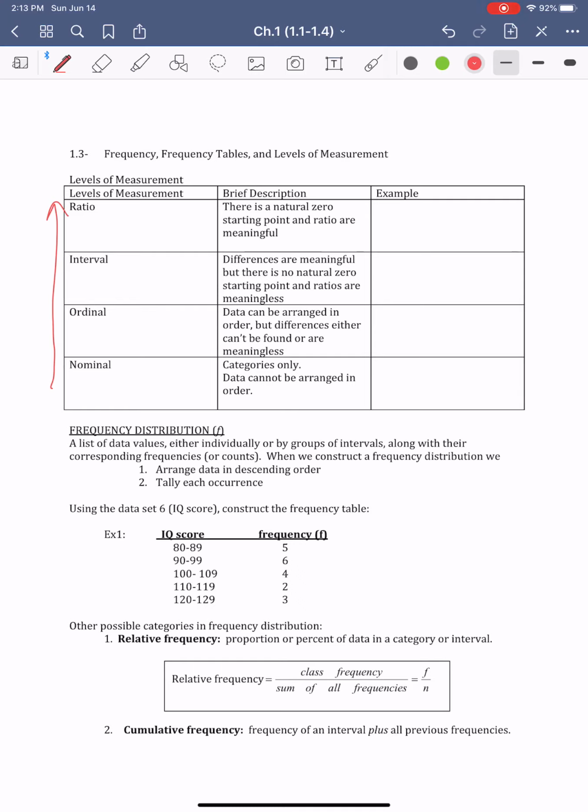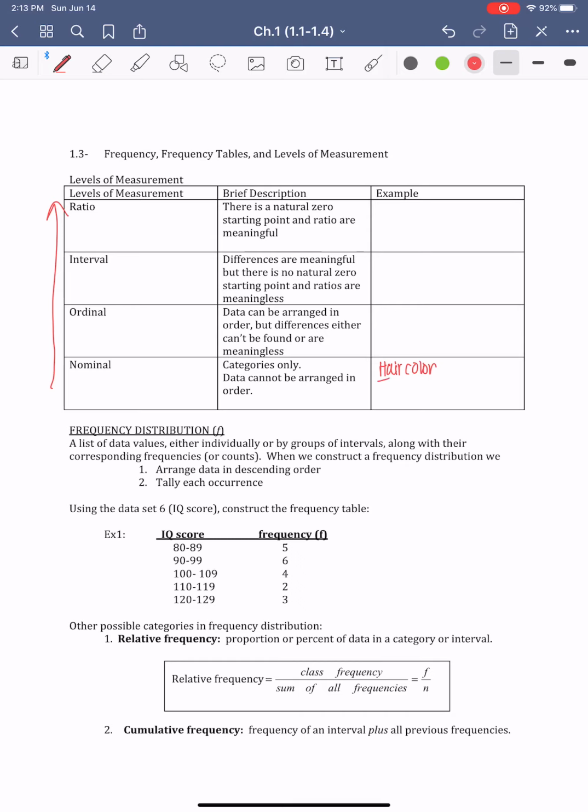These are the categories only. Data cannot be arranged in order. So again, hair color. Categories, names and labels. We cannot arrange the data in order. We just have different hair colors: blue, brown, black, blonde, right? But we don't really place the blonde before brown or something.